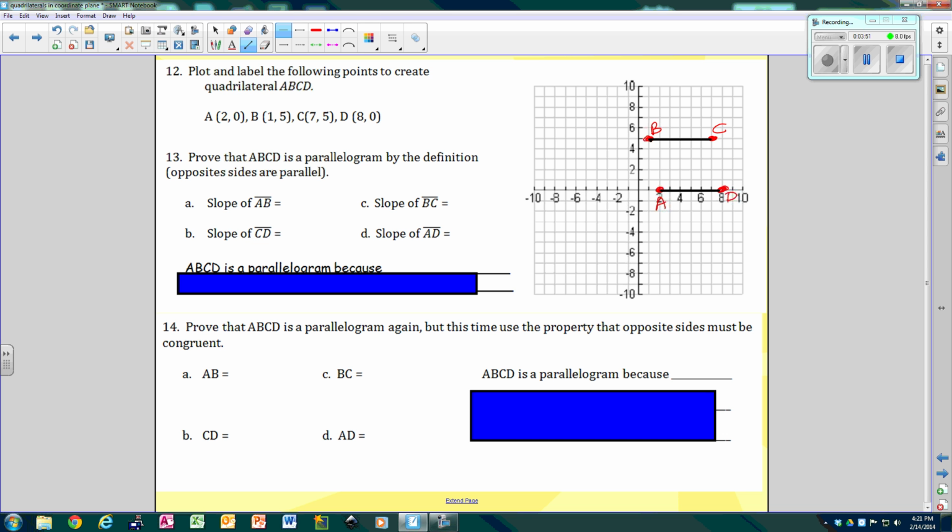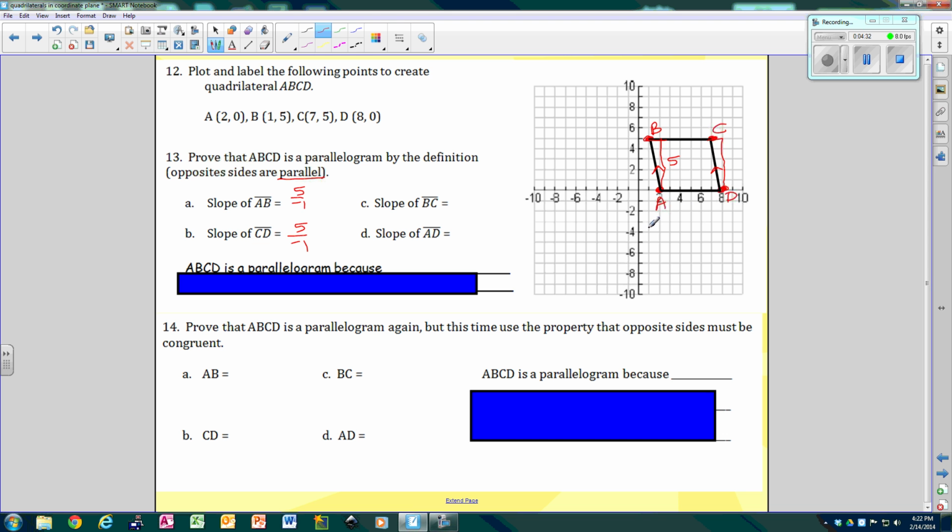So right away you should be thinking, oh, I know what those two slopes are, because anytime they're horizontal, they have the same slope. All right, so we're going to prove it's a parallelogram by the definition that opposite sides are parallel. So if we're talking about parallel, then I need to find their slope. So the slope of AB is to go 1, 2, 3, 4, 5 to rise 5 and go backwards 1. Okay, CD, same thing. We're going to rise 5, go backwards 1. Since they have the same slope, therefore they are parallel.